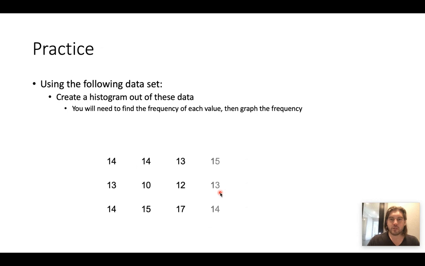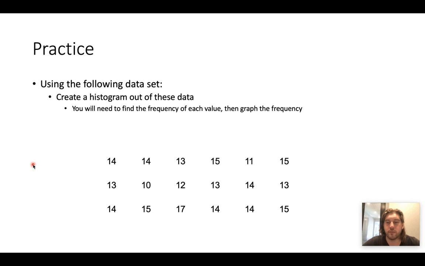Okay, so let's practice a histogram. I want you to take these data. I want you to make a frequency table. So list all of your possible scores. We'll say that the possible scores here are 10 to 15. No, I'm sorry, they go up to 17. The possible scores here are 10 to 17.